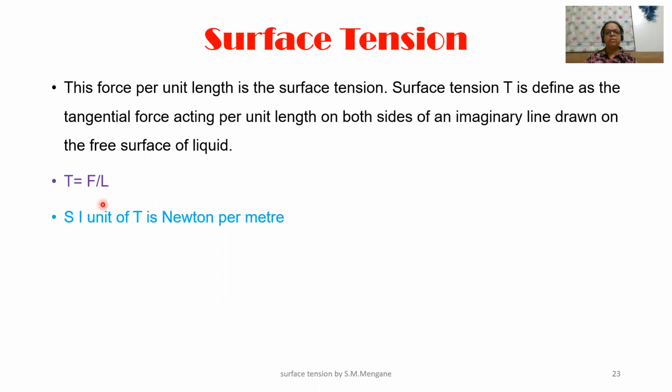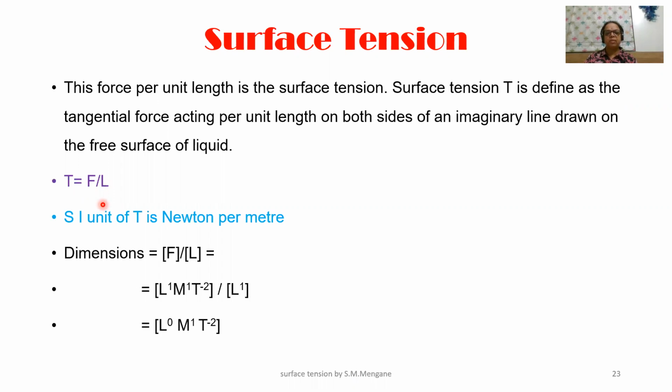The SI unit of surface tension is Newton per meter, and we can determine the dimensions from the formula, force per unit length, that is, dimensions of F upon dimensions of L. Dimensions of F are L1 M1 T^-2. Dimensions of L are L1, and the total will be L0 M1 T^-2.